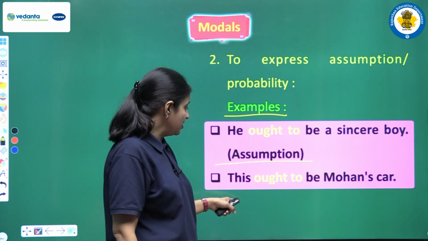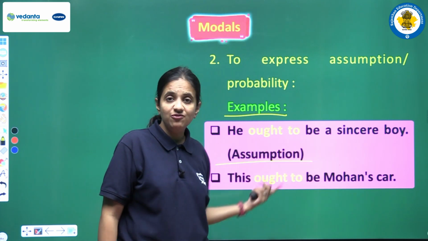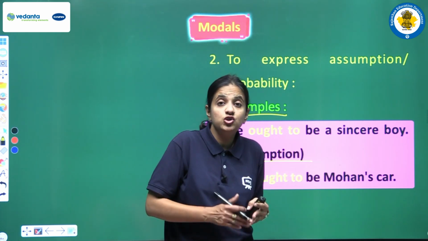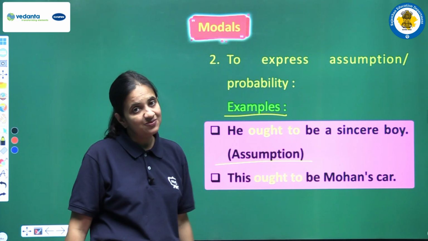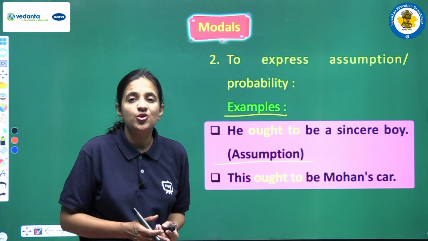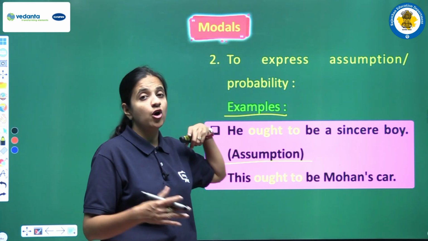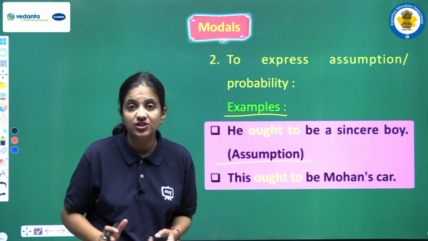Again, another example we have, this ought to be Mohan's car, right? Again, we are assuming this. There is one car in front of us, and we are assuming that it ought to be Mohan's car. So in this manner, when we are assuming something, or when we are showing probability, then this modal, ought to, is used.